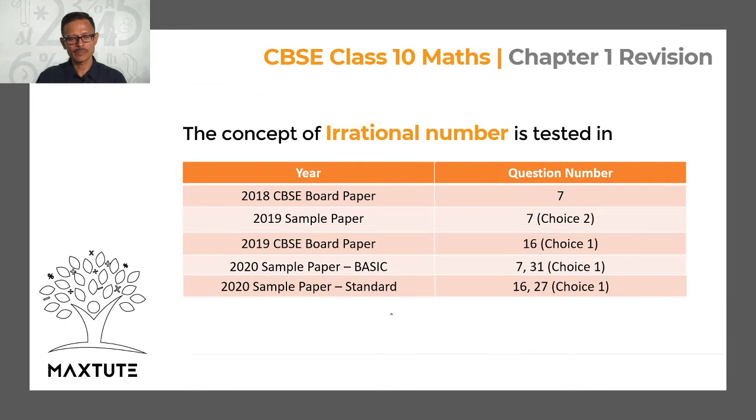Where did these questions appear? Testing this concept of prove that this is irrational and the decimal expansion appeared so many times. 1, 2, 3, and then there are another 4 more questions. 7 questions appeared from 2016 onwards testing this idea. So this again is an important idea where you need to have a good handle on it.